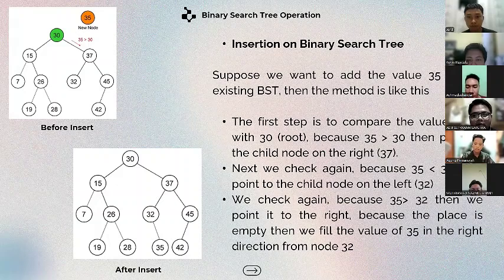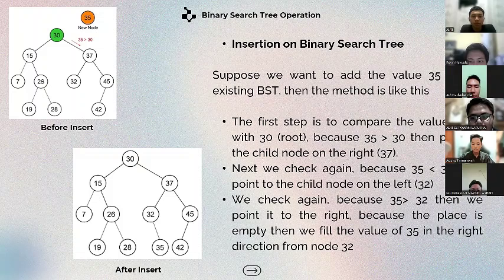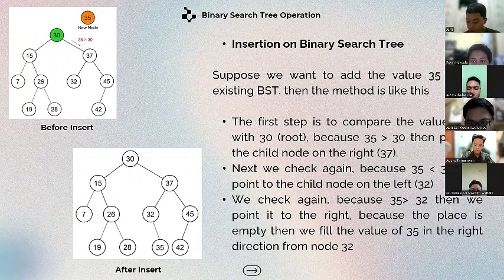Because 35 is bigger than 13, then point to the child node on the right. Next, we check again. Because 35 is smaller than 37, then point to the child node on the left. We check again. Because 35 is bigger than 32, then we point to the right. Because the place is empty, then we fill the value of 35 in the right direction from node 32.